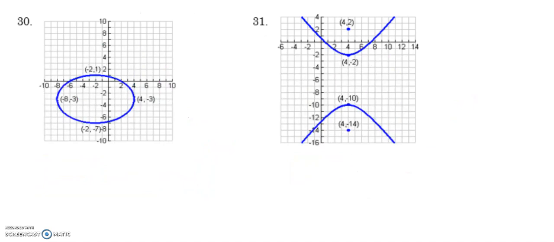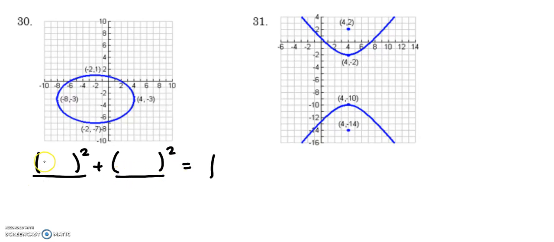All right, this one I have an ellipse, and my ellipse is going to start with something squared equal to 1, and I'm going to have x minus and y minus. So again, key feature here would be finding the center. Well, if this is negative 8 to 4, that's a total of 12, so I need to go 6 in. 1, 2, 3, 4, 5, 6. Double check, 1, 2, 3, 4, 5, 6. Looks good. So my center appears to be at negative 2, negative 3.